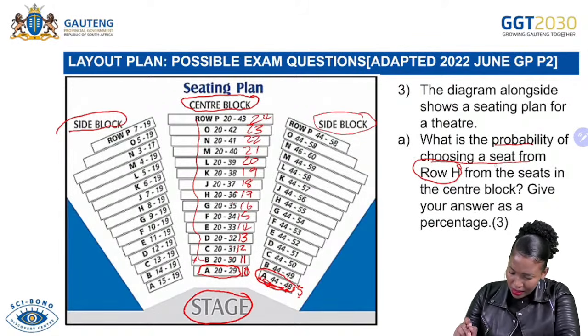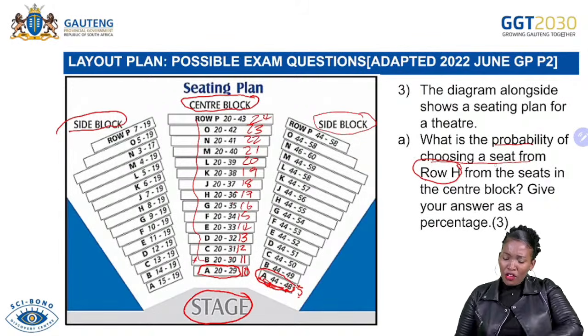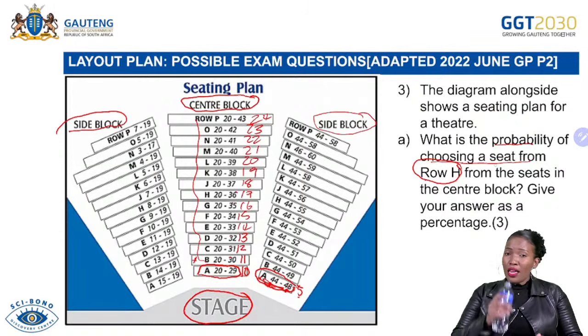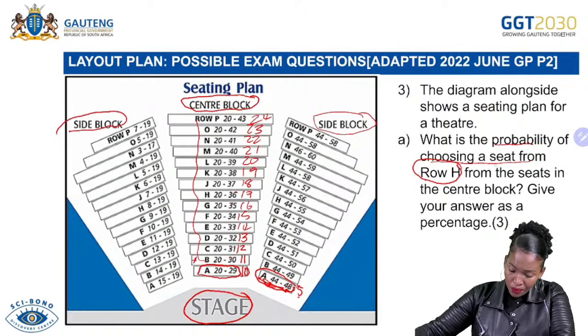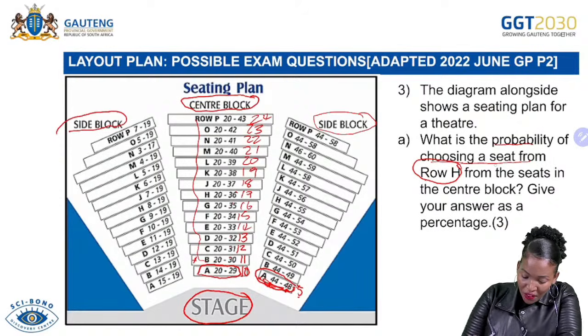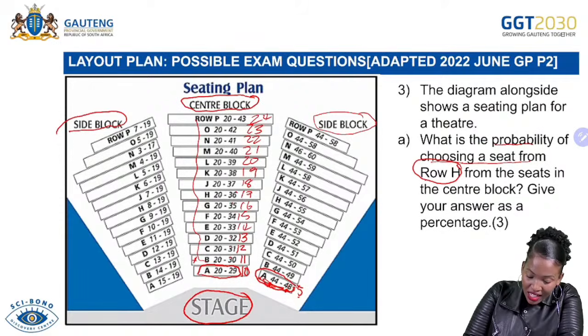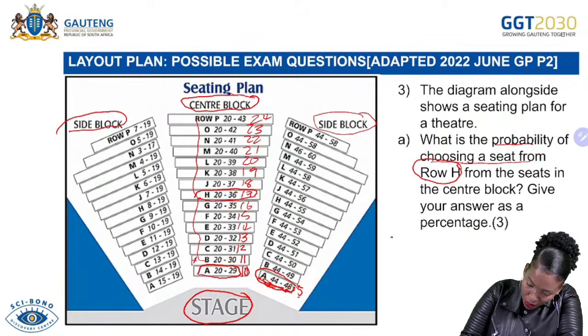From the seats in the center block, and you must give your answer as a percentage. So you ask yourself first, H, how many seats are in row H? H in the center, and just H, the H in the center block only. So here at H, we've got how many seats? The 17 seats. So the probability is, we said how many seats in row H? It is 17 seats over.